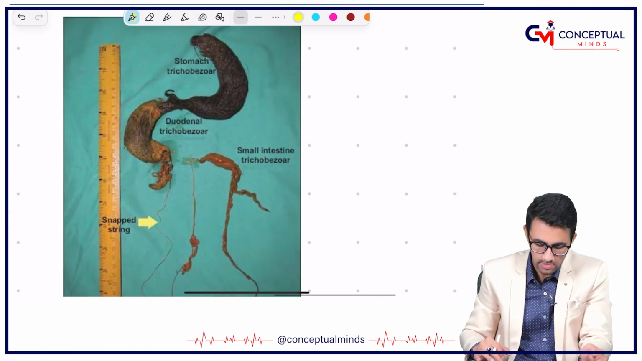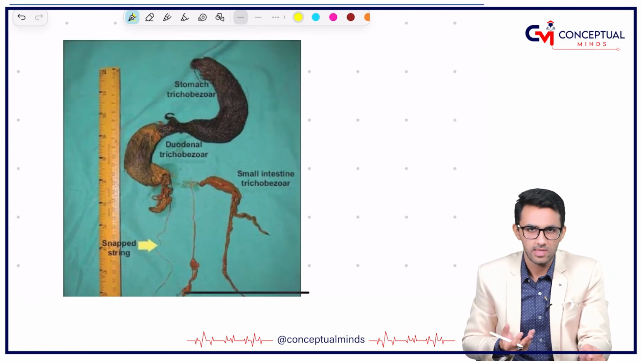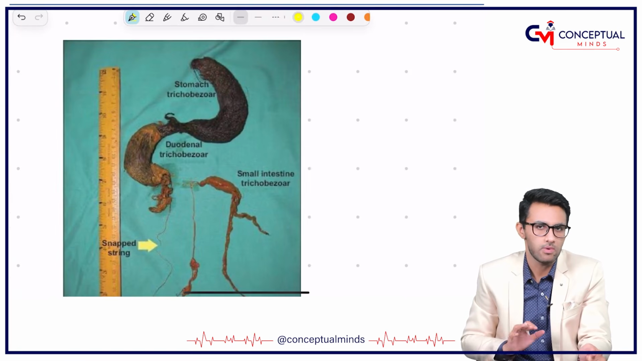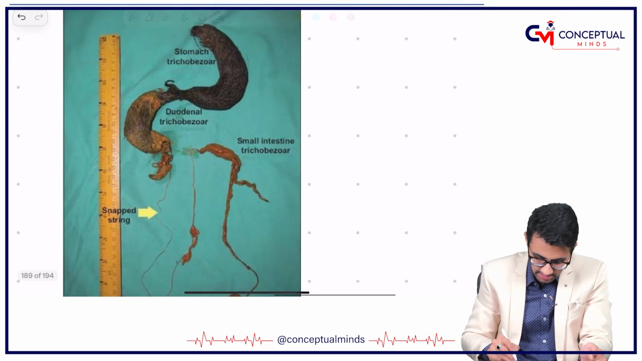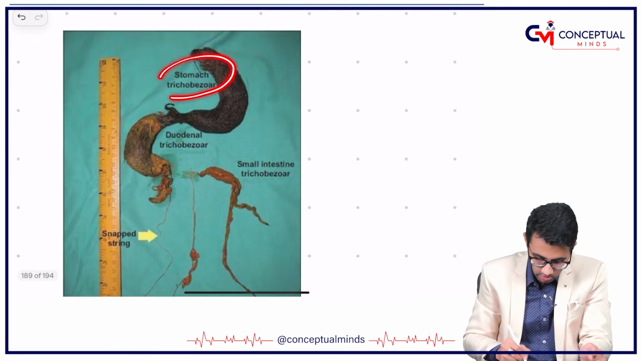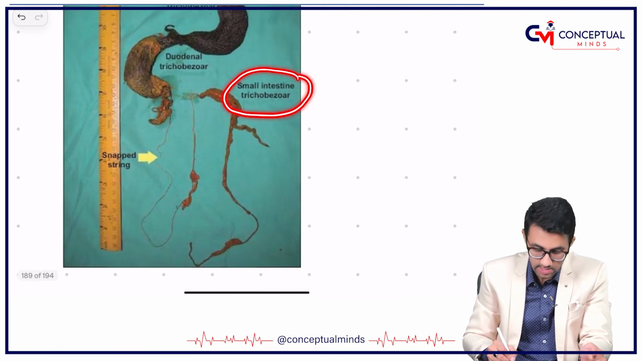It's a very famous one, this is the stomach bezoar. In surgery we read so much about this. Yes, there are 3 types of bezoar. There is stomach bezoar, duodenal bezoar, and this is the small intestinal bezoar.